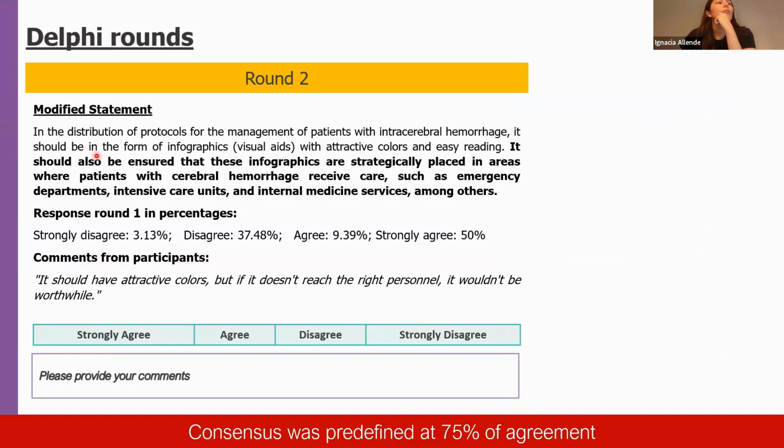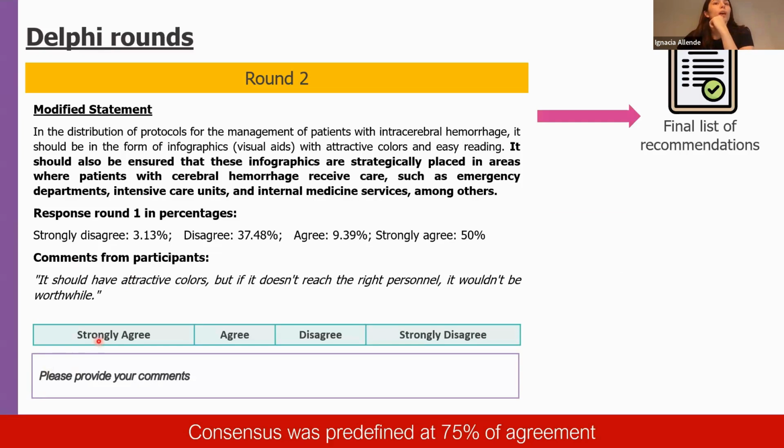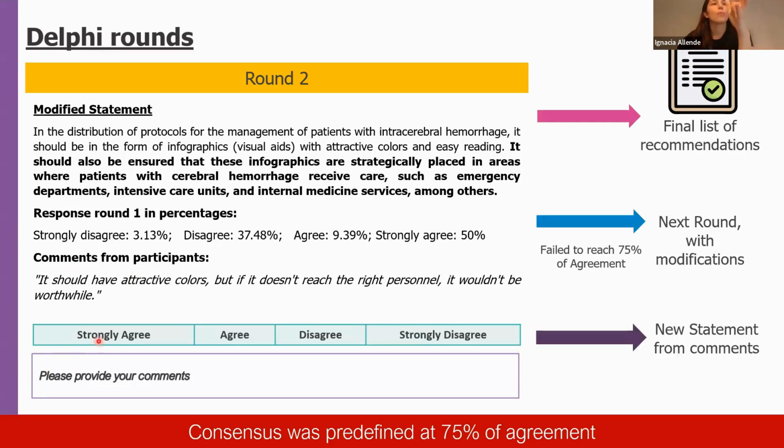In the second round, it will look something like this. You will have your old statement. You will have the modified part according to the feedback from the previous round, and in this case it was to ensure that the infographics were strategically placed in areas where ICH patients receive care. You will have the response in round 1, this is the control feedback, and you will have anonymized comments from the participants. For example, it should have attractive colors, but if it doesn't reach the right personnel, it wouldn't be worthwhile. Then your Likert scale and your comments. And just as in round 1, you will have 3 options to move to round 3.